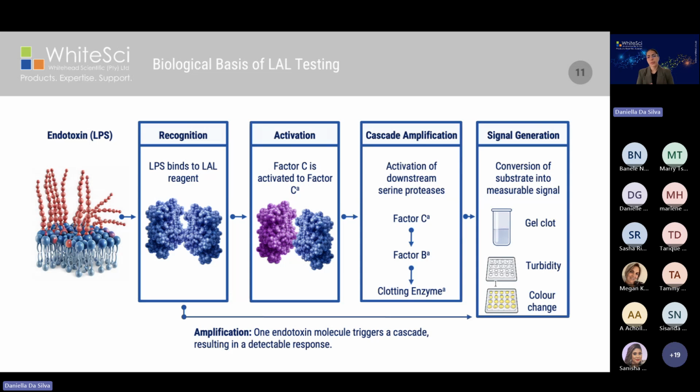What makes the system so powerful is the concept of biological amplification, as mentioned earlier. A very small amount of endotoxin can initiate a series of reactions that produces a much larger detectable signal. This amplification is what allows LAL-based assays to achieve such impressive sensitivity. However, it is also important to remember that because multiple steps are involved, interference occurring anywhere within the cascade can potentially affect assay performance, as also mentioned earlier.